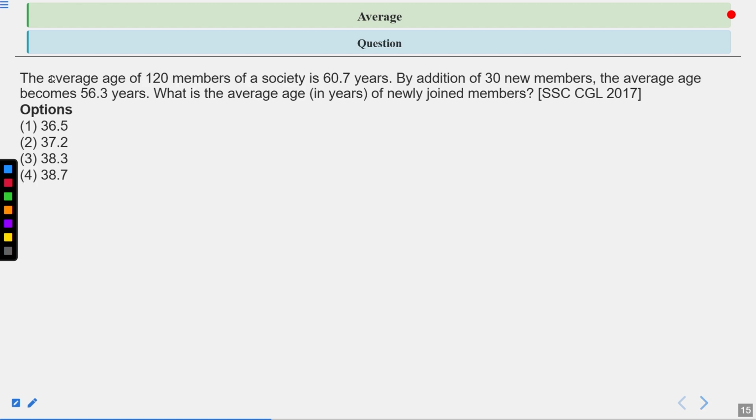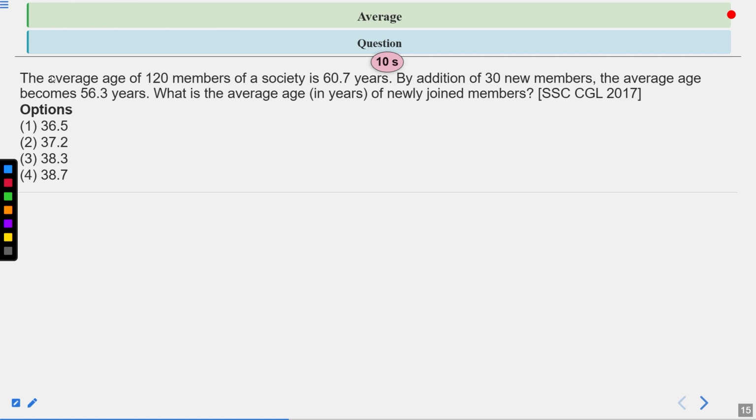The average age of 120 members of a society is 60.7 years. By the addition of 30 new members, the average age becomes 56.3 years. What is the average age of the newly joined members? This question was asked in the SSC CGL exam in 2017. So there are four options. First one is 36.5, second is 37.2, third is 38.3, and fourth one is 38.7.